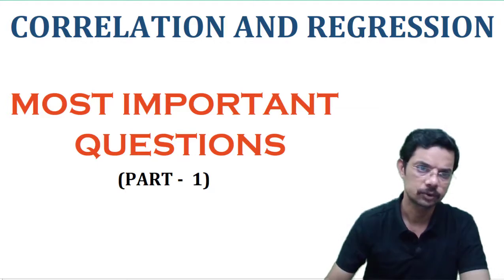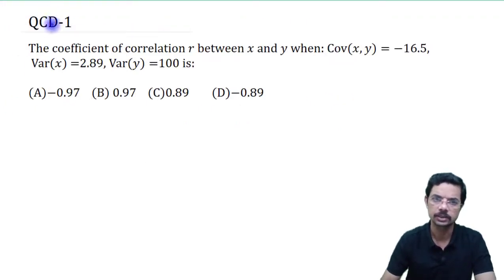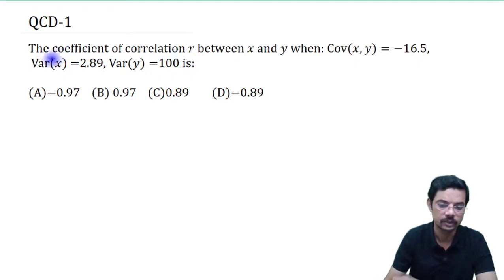Let us consider the first question. The first question says that we need to find the correlation coefficient, or coefficient of correlation R, between x and y when the covariance of xy is given to you, the variance of x is given to you, and the variance of y is given to you. What is the correlation coefficient? So we need to find the coefficient of correlation.